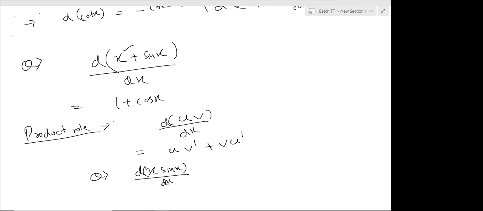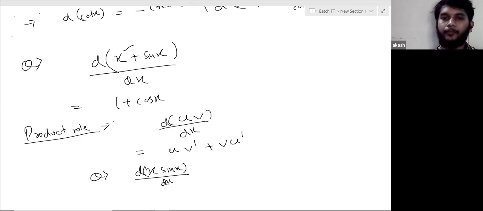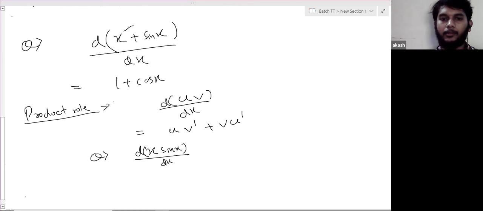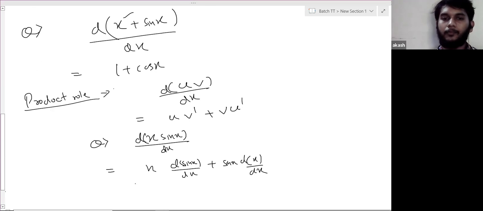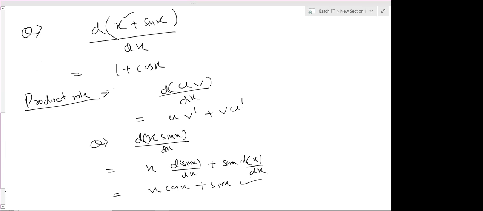Sin x plus x cos x. Absolutely right. So how can we do this? x into differentiation of sine x plus sine x into differentiation of x. x cos x plus sine x. Everybody clear about this? Yes, sir. Sahel? Yes, sir. Got it.